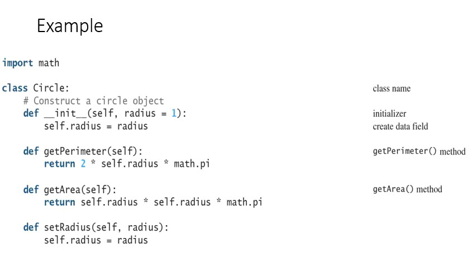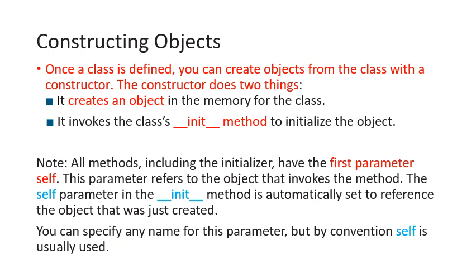Def get_perimeter is a method that takes the self argument. It returns 2 * self.radius * math.pi. The value of pi can be obtained from the math functions, that's why you are importing the math module. Def get_area(self) returns self.radius * self.radius * math.pi, because area is pi r squared. Similarly, for set_radius(self, radius), you can set the value of the radius: self.radius equals radius.